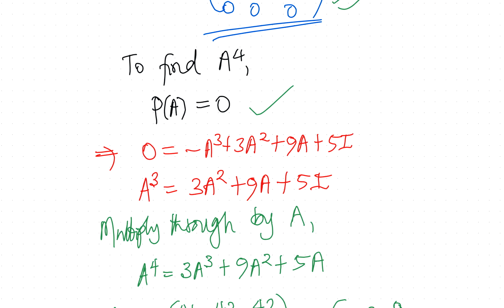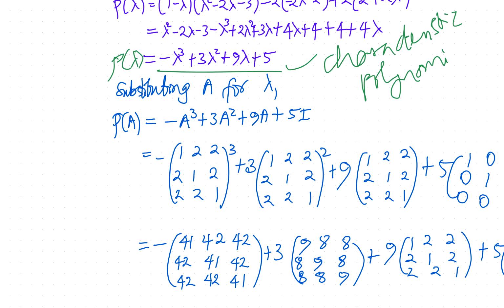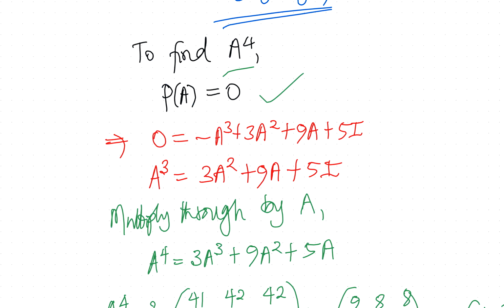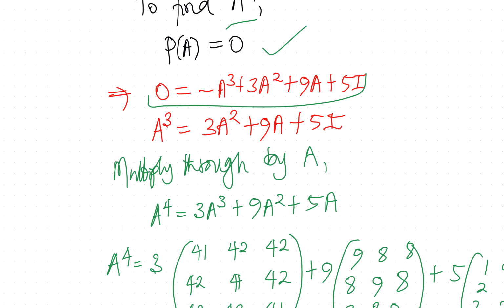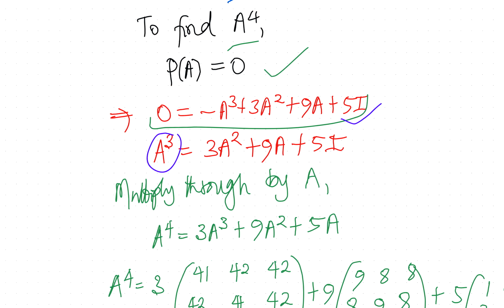Now we need A raised to power 4. So don't forget rho of A originally is minus A cubed plus 3A squared plus 9A plus 5I, and that's what you need here. Since you're looking for A raised to power 4, and rho of A is 0, that means 0 equals minus A cubed plus 3A squared plus 9A plus 5I. The closest thing to A raised to power 4 is A cubed, so you can bring the A cubed out to the other side. Every other thing remains: 3A squared plus 9A plus 5I.